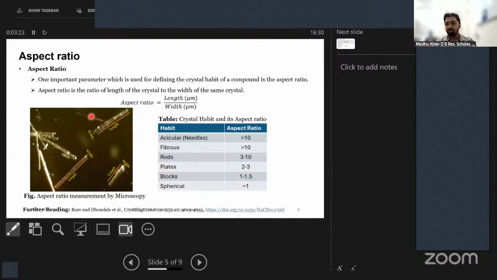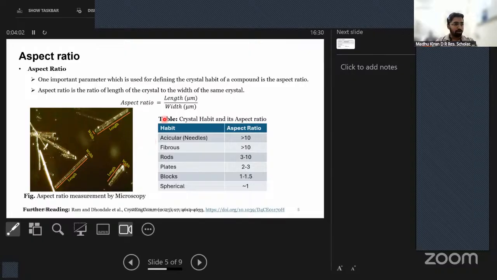And there was another question regarding the aspect ratio. So the longest side of the crystal, we'll consider that as the length, divided by width. Suppose the length is like 500 micrometer and the width is like 50 micrometer. So 500 divided by 50, it will be 10. Aspect ratio of 10. What is the importance of this aspect ratio? We decide the crystal habit on the basis of the aspect ratio.